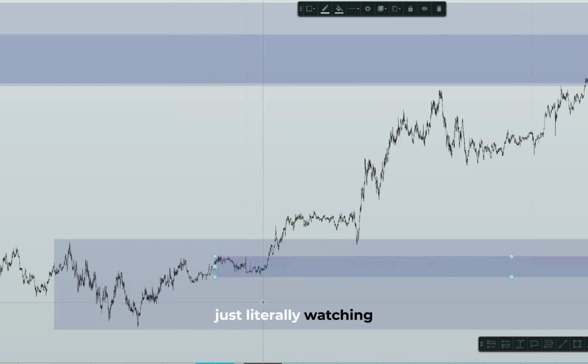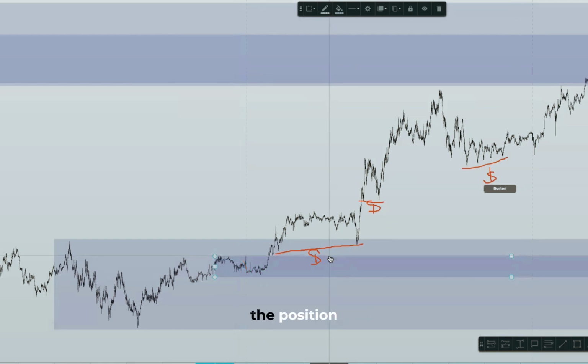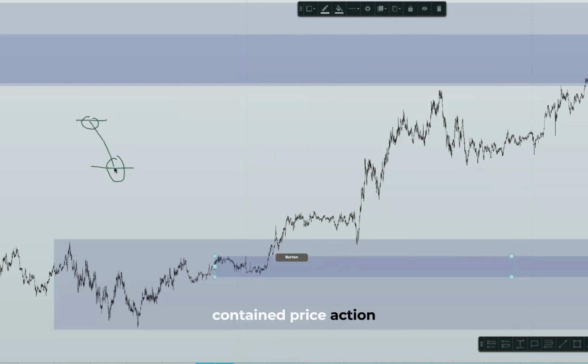But now we're just literally watching as liquidity is being created in the opposite direction. And Chucks was going to cover this bit as well, but watch as liquidity is created in the opposite direction of the position. And watch as liquidity is created in the direction after that mitigation on a higher time frame. And it's simple thinking, right? When we see contained price action between a high and a low, right?